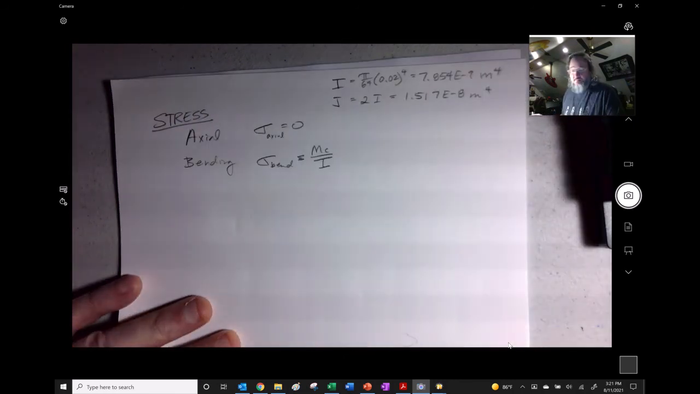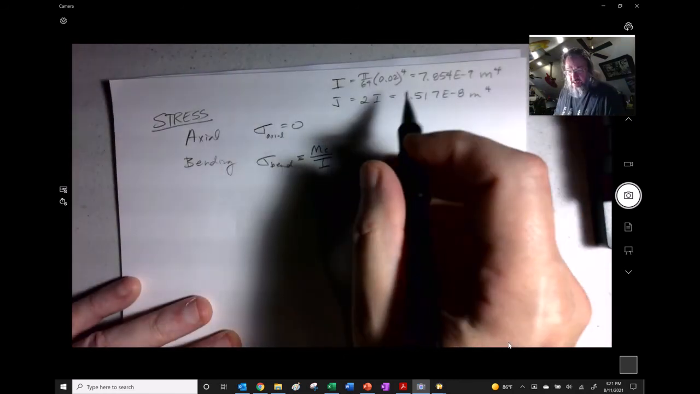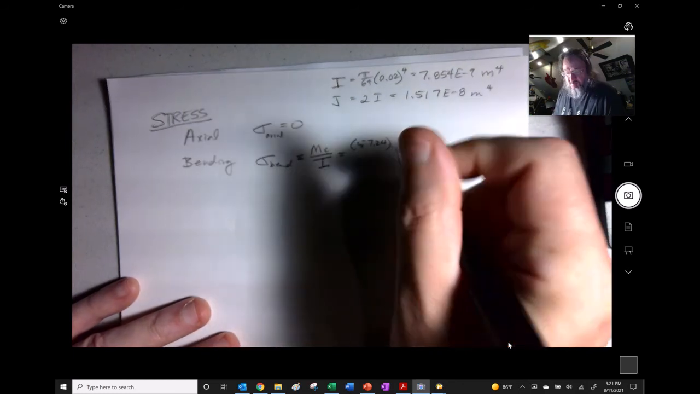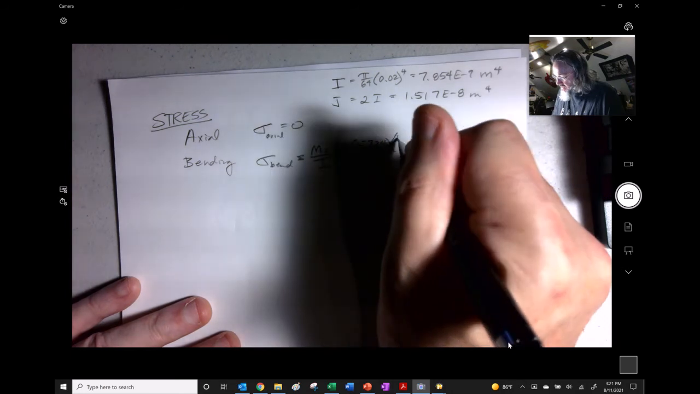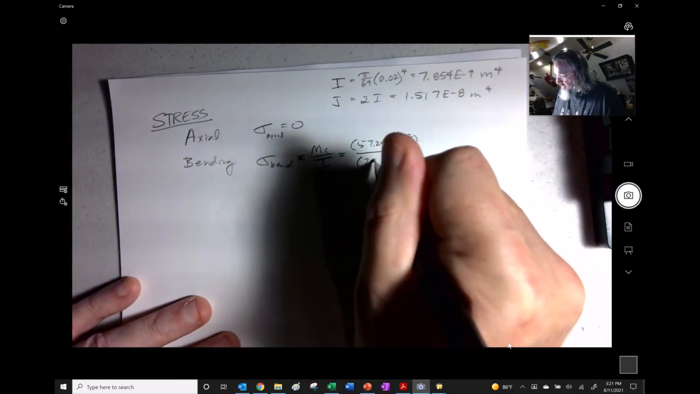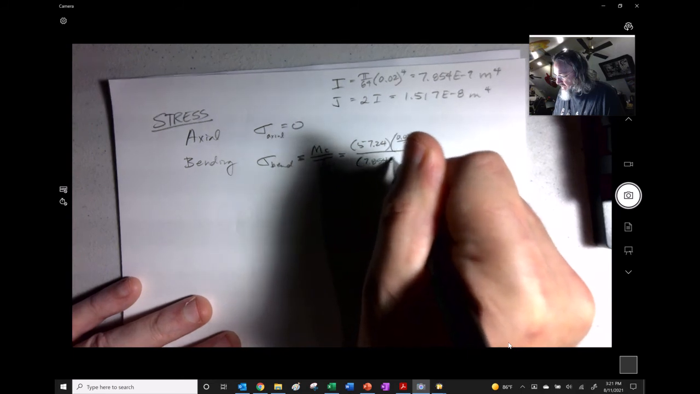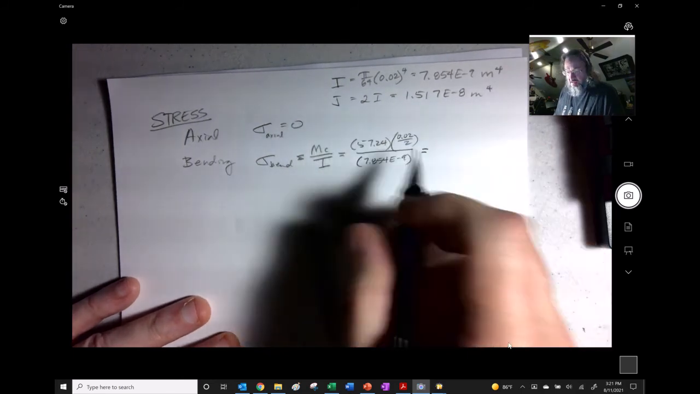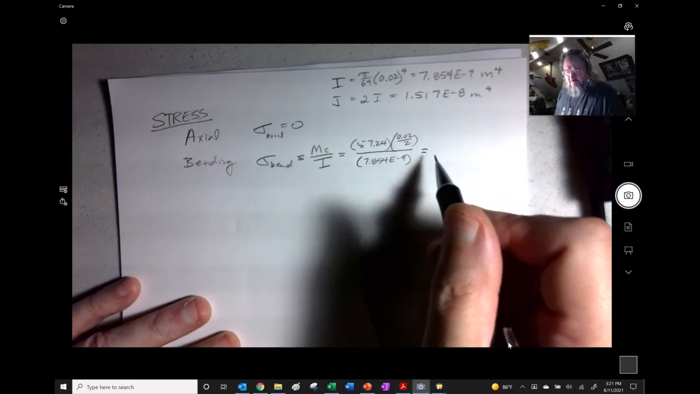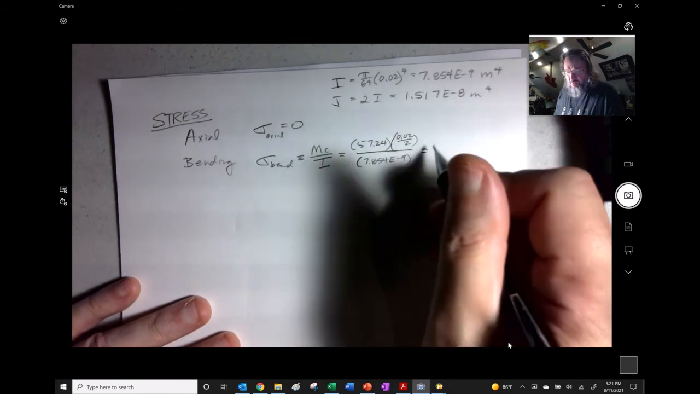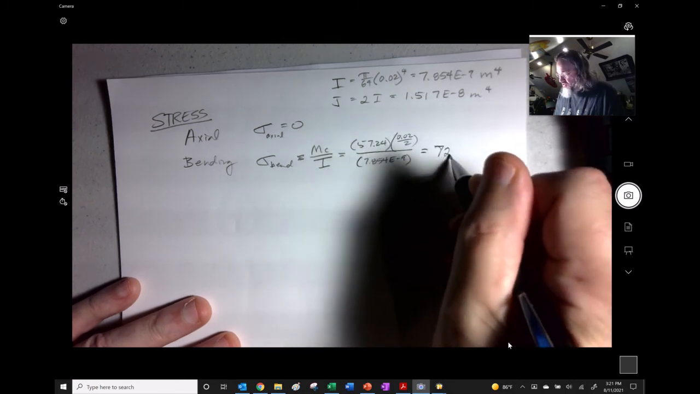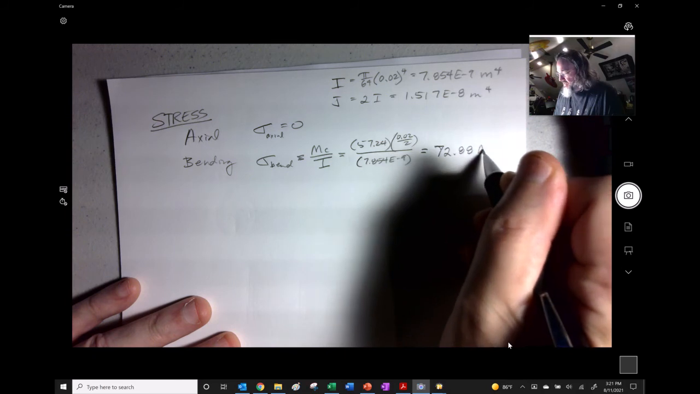There you go. So here we take that maximum moment we just found, 57.24, and c is 0.02 divided by 2, over I, 7.854 E minus 9. Calculated it all out, and we get like 7.288 E7. That's Newtons per meter squared, but let's just divide by a million and say that it's 72.88 megapascals.